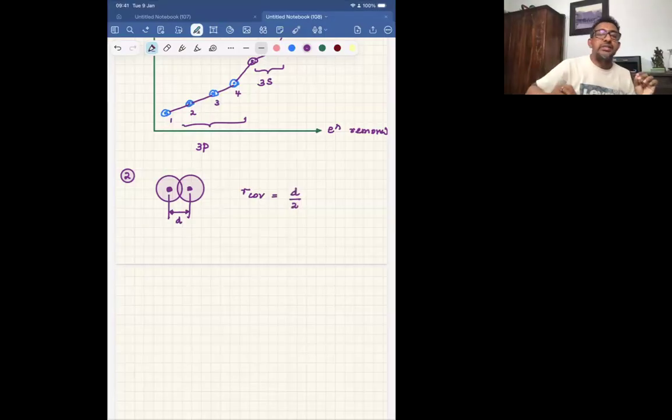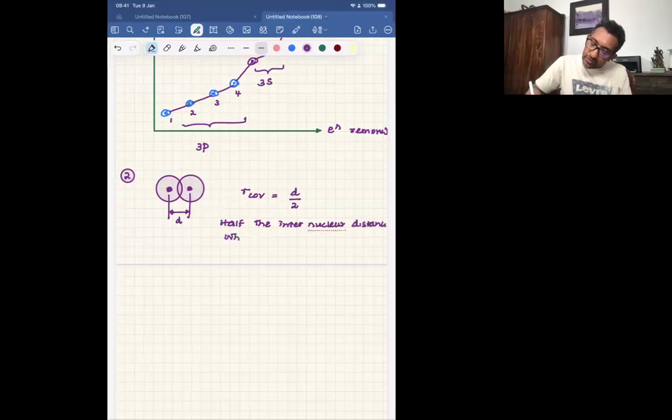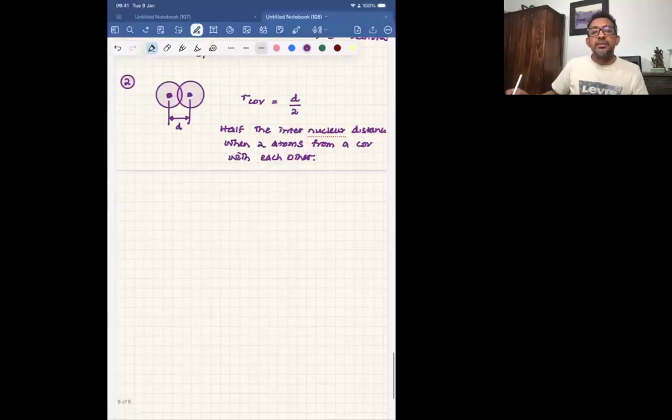If you put this into words, it is half the internuclear distance when 2 atoms form a covalent bond with each other. So that's a covalent radius.